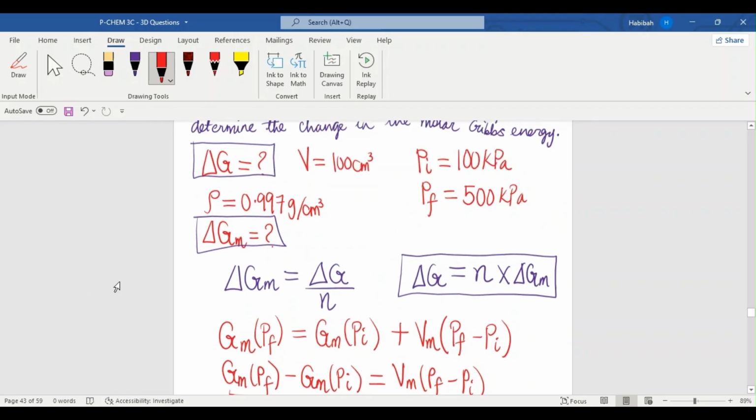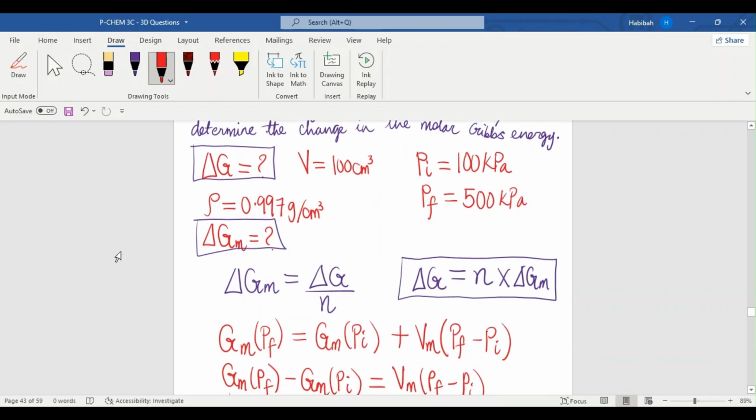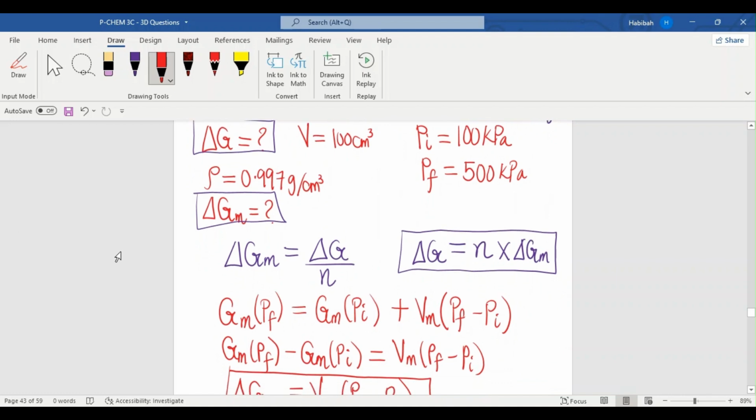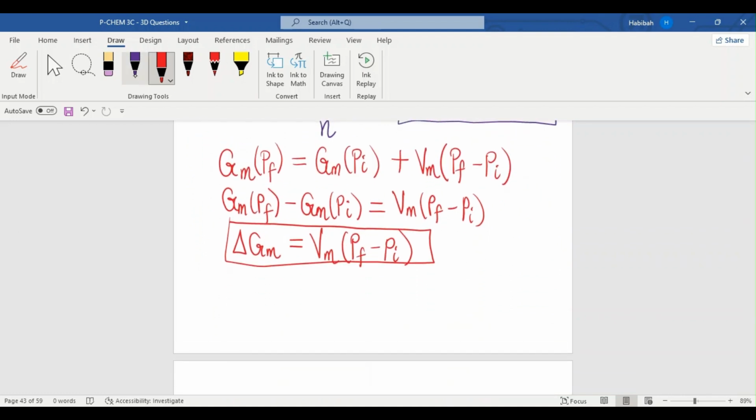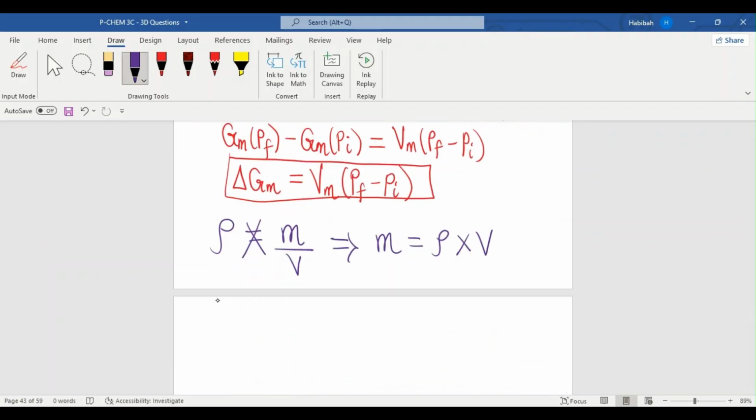Now, the next thing you're going to note is this. We're given volume in the question, but not molar volume. But we're also given density in the question. We have to remember that density is equal to mass over volume. When you cross multiply, you end up with mass equal to density times volume. So what this is asking us to do is go from the density and the volume to discovering what the mass is.